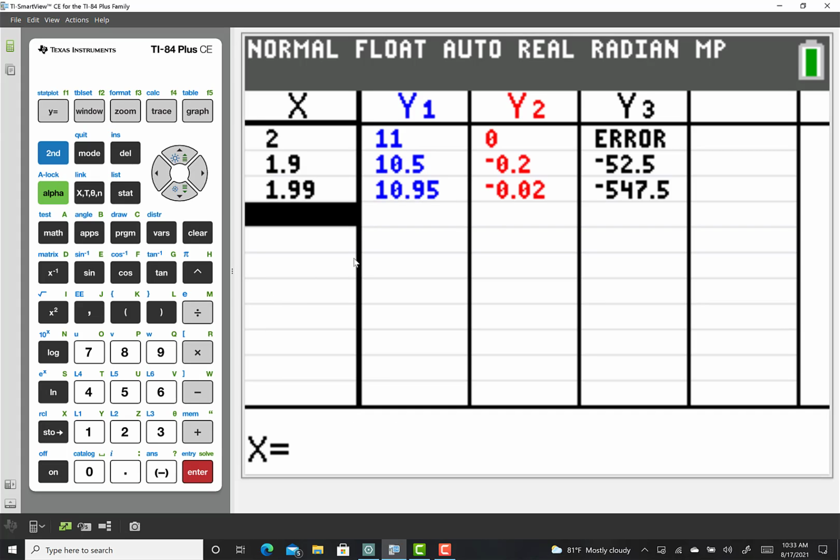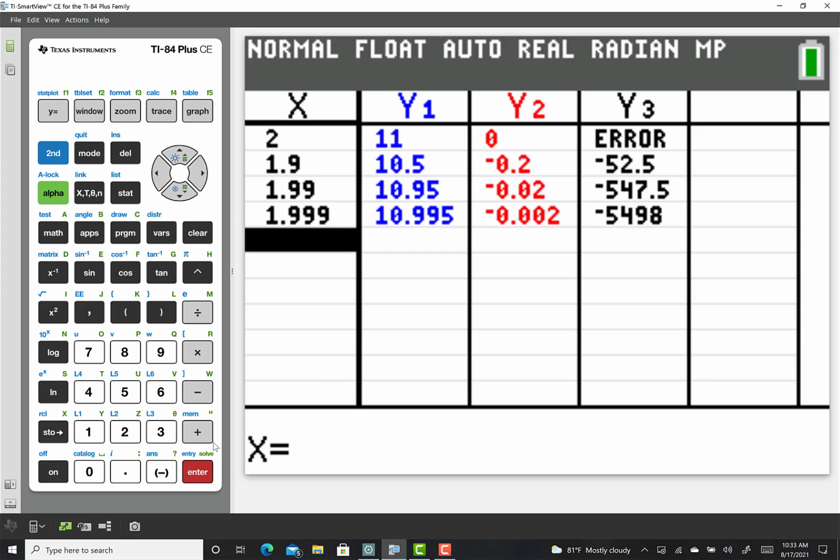Now let me get closer to it. 1.99. And look, the numerator is still just some number, but now I'm dividing by an even smaller number, and look, a larger negative number. 1.999. Bam. Look, the numerator is getting closer and closer to 11, but we knew that. Divided by negative 0.002, that's getting closer to 0. Some number divided by a really small number, a large magnitude. Look, negative 5,498. Do you see what's happening? I'm approaching negative infinity. Y3 is the one where we're looking at that behavior.